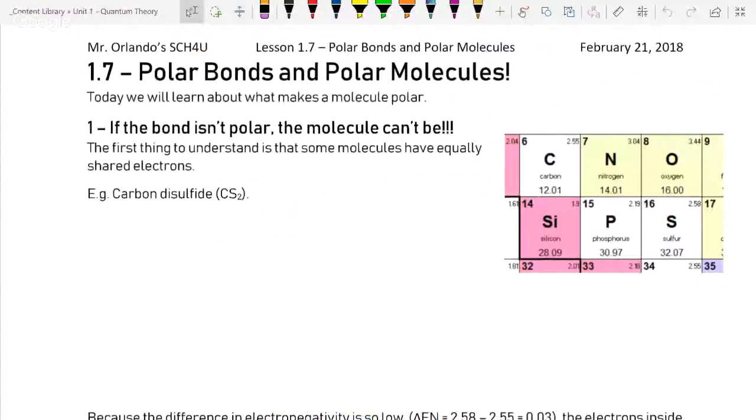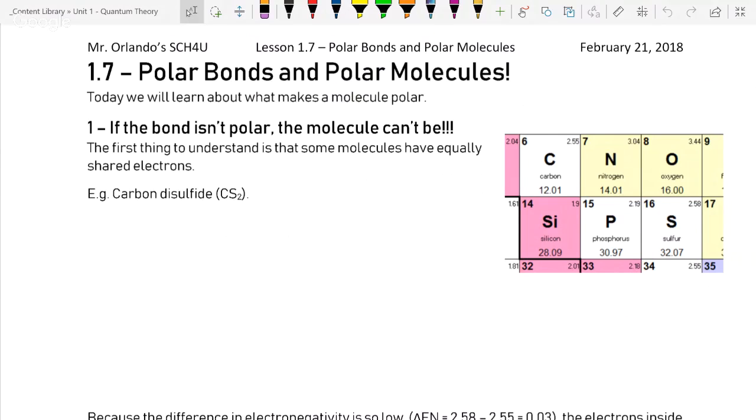Bonds where the sharing isn't equal. Now, how do we know what atoms will have a big, strong pull on electrons and what atoms will have a relatively weak pull on electrons? The electronegativity, because electronegativity is a measure of that. Now, we can look, that number is on the periodic table for each atom.